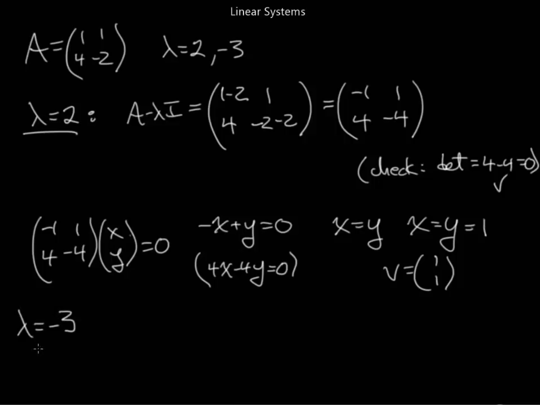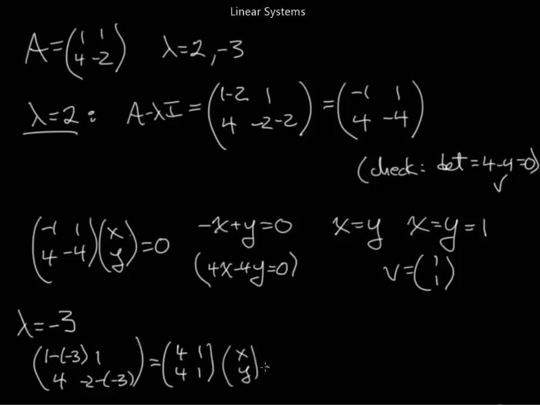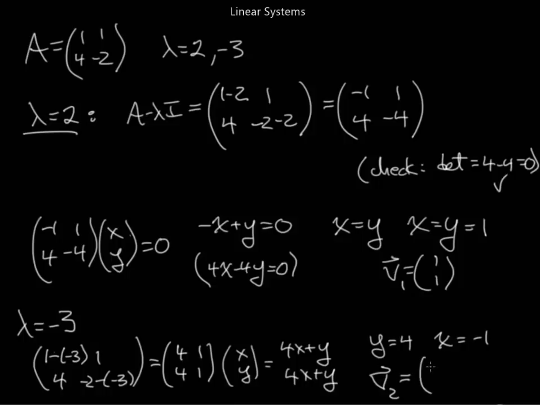Similarly, when lambda is equal to minus 3, when you subtract that from the diagonal, what do you get? 1 minus minus 3 is 4, 1, 4, 1. And good, it has determinant 0. To solve this times x, y equal to 0 is just 4x plus y is equal to 0. So let's take y equal to 4 and x equal to minus 1. So the eigenvector is minus 1, 4.